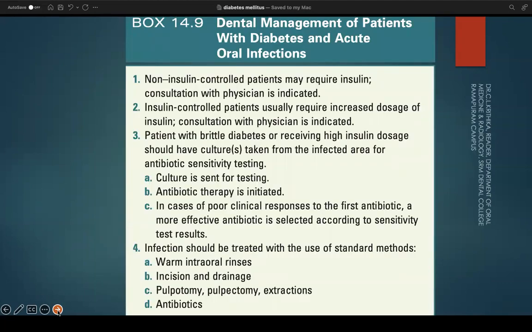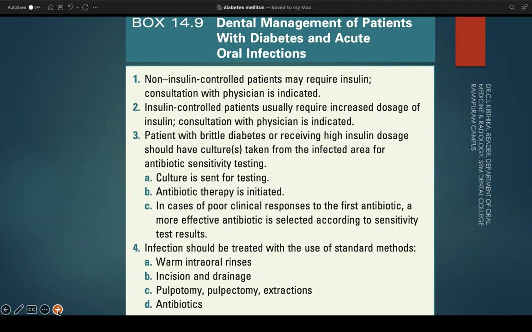So, in case of acute oral infections and in patients with uncontrolled diabetes mellitus, it is important that the patients should be treated with caution. Non-insulin controlled patients may require insulin and consultation with the physician. Insulin controlled patients usually require increased dosage of insulin and consultation with the physician.